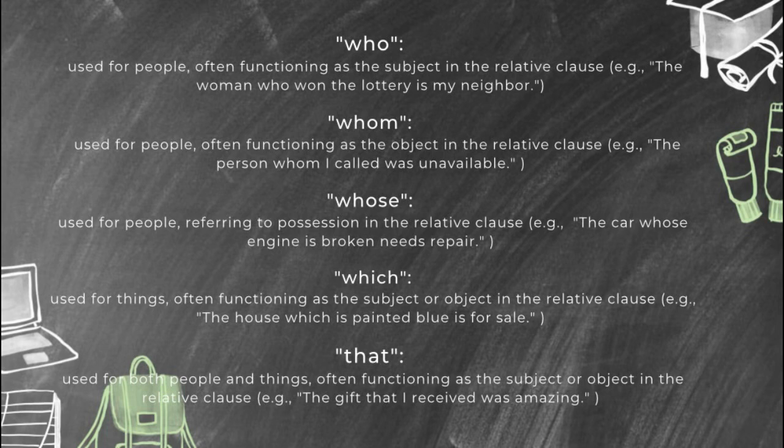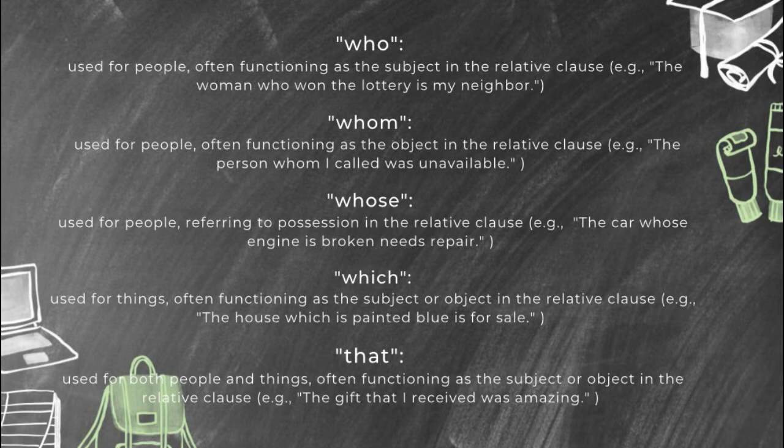The third one is whose. It's used for people, referring to possession in the relative clause. For example, the car whose engine is broken needs repair. So the whose there is a relative pronoun showing possession. It indicates that the engine belongs to the car. It modifies car and introduces a clause describing a characteristic of the car.